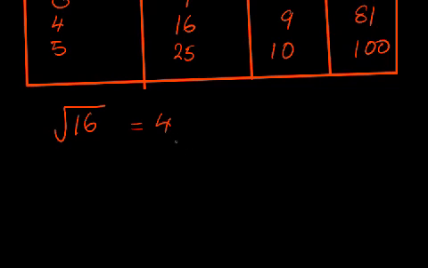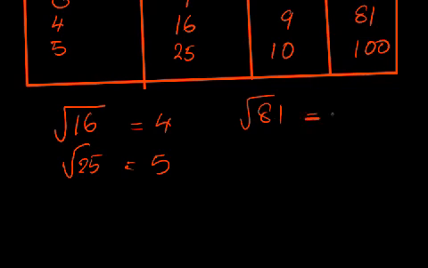Square root of 16 is equal to 4. You can check this from the table. Similarly, what is square root of 25? From the table of squares, you can check this row. 5 square is 25. So square root of 25 is equal to 5. Similarly, square root of 81. You know 9 into 9 is 81. So 9 square is 81 and square root of 81 is 9.